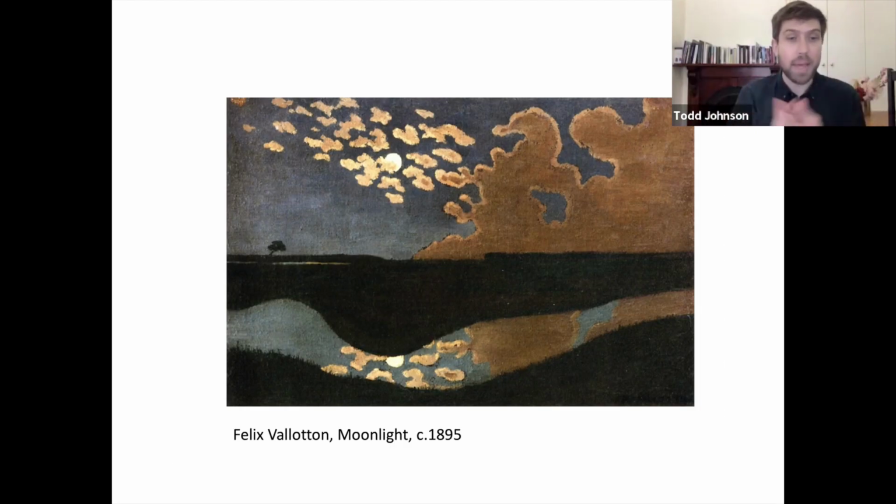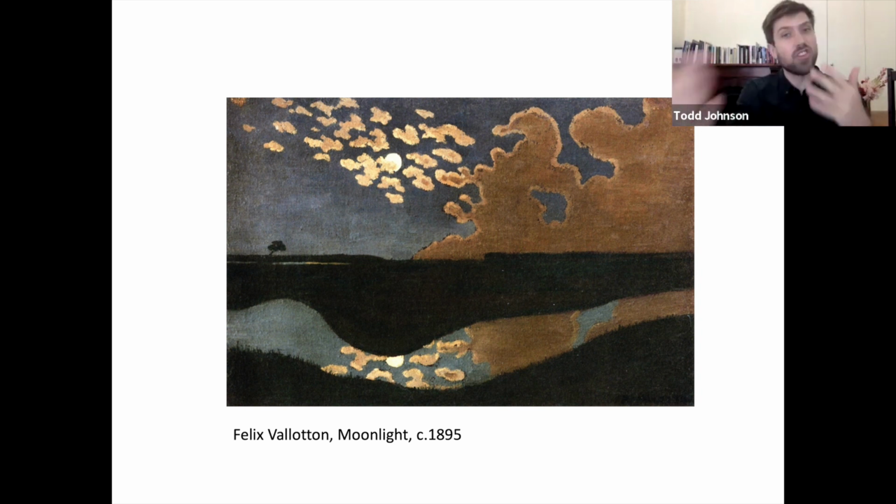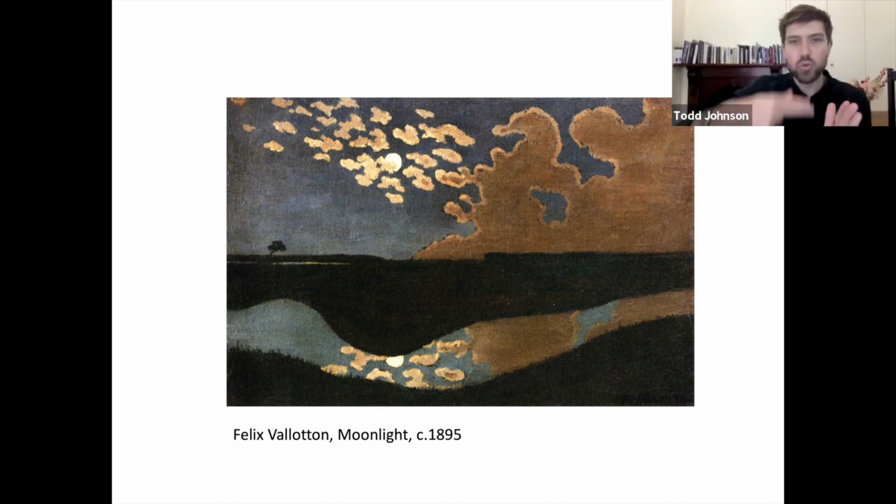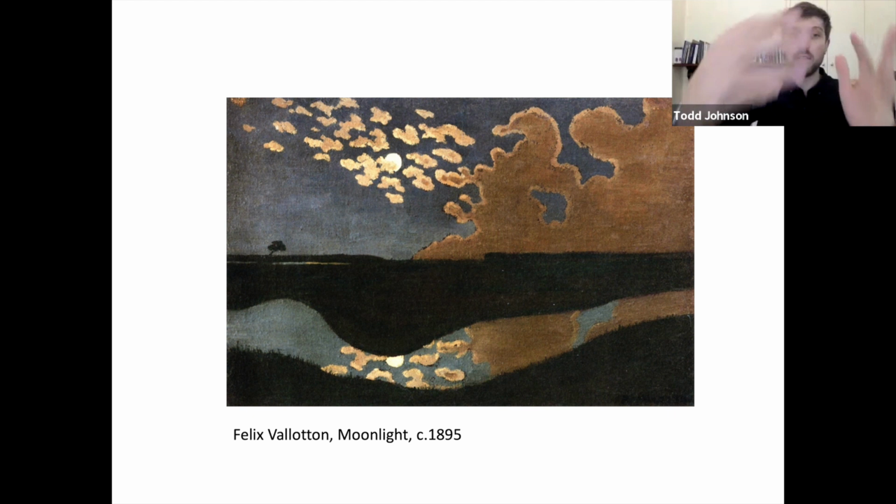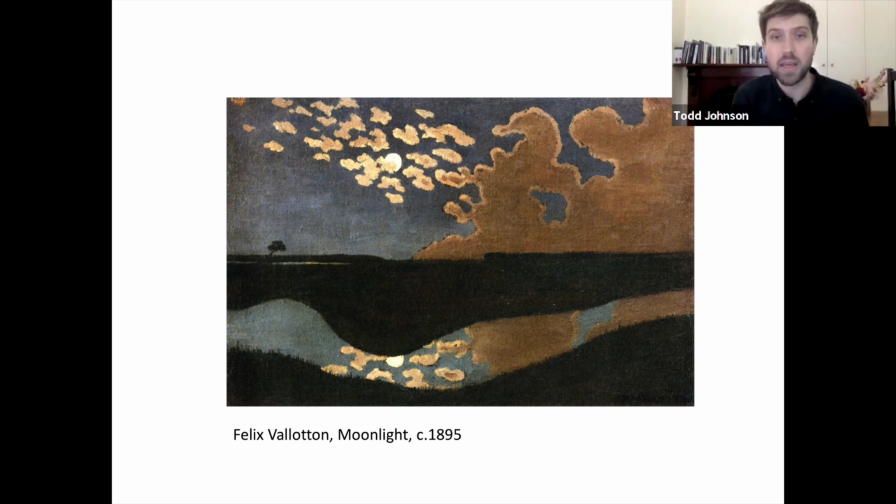This is a painting by Felix Vallotton called Moonlight. Same principle, okay? We're moving from light to dark to light to dark. This visual rhythm which pulses underneath the surface of the landscape image.